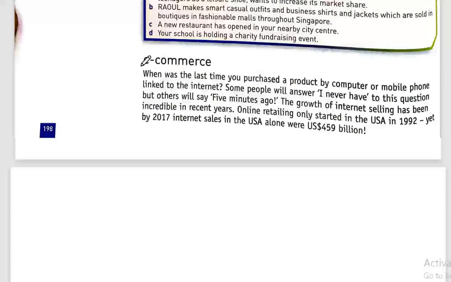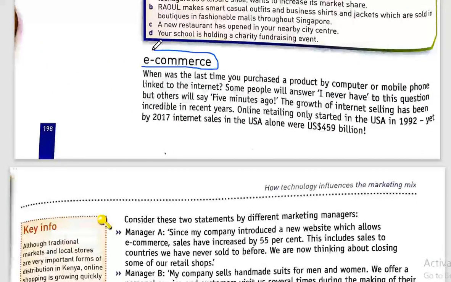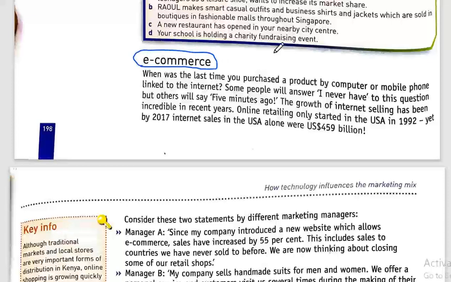So now we're going to be speaking about e-commerce. In e-commerce, I'm selling and buying products online, all right? Unlike the old way, which is just selling in a store or buying from a store, and so on.